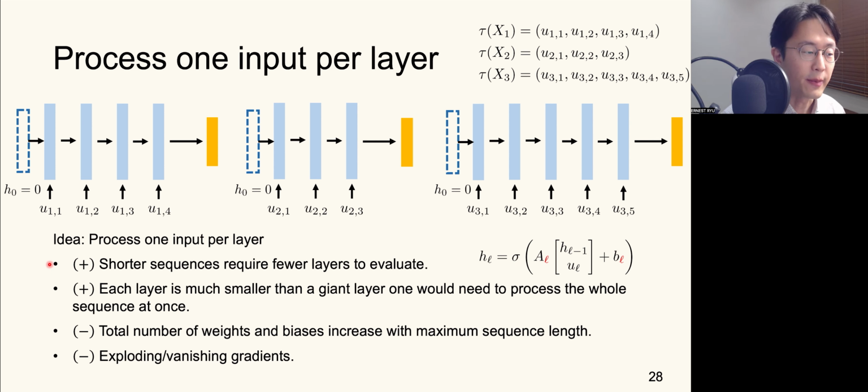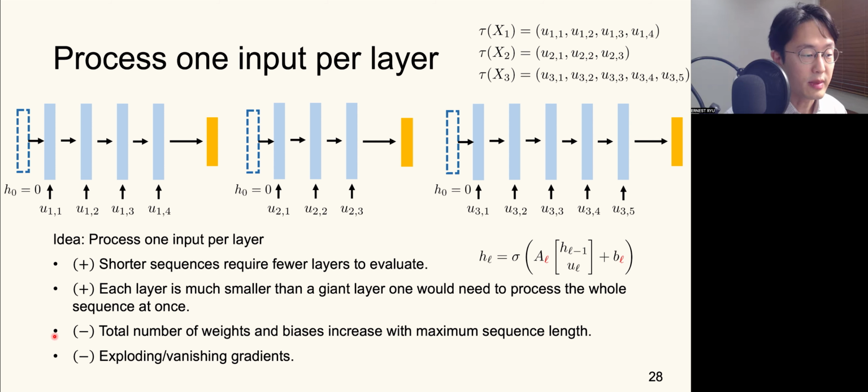So this is a nice idea, and it has some advantages. One advantage is that shorter sequences require fewer layers to evaluate. So shorter input sequences require a smaller amount of computation, and it's only when you have a longer sequence that you have to pay the larger compute costs to process the longer sequence. Another advantage is that each layer is much smaller than a single giant layer that you would need to process the whole sequence at once. So at every sequence position, we have this linear layer that processes the previous hidden state and the current sequence element. And this is a much smaller vector compared to the entire sequence.